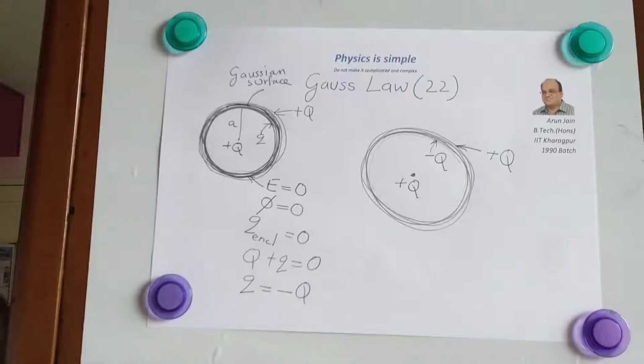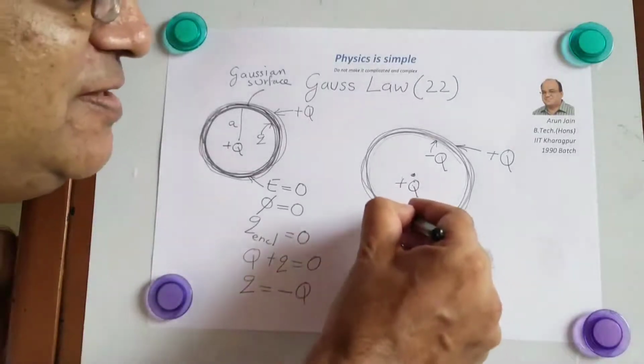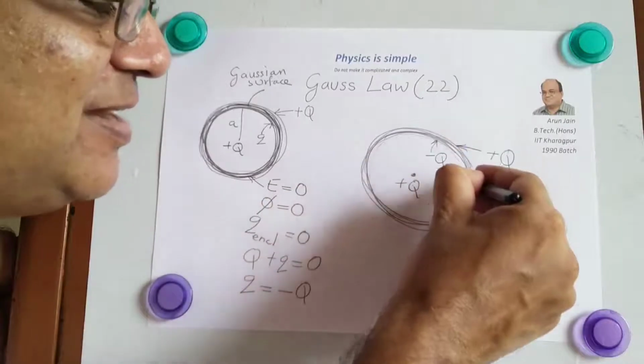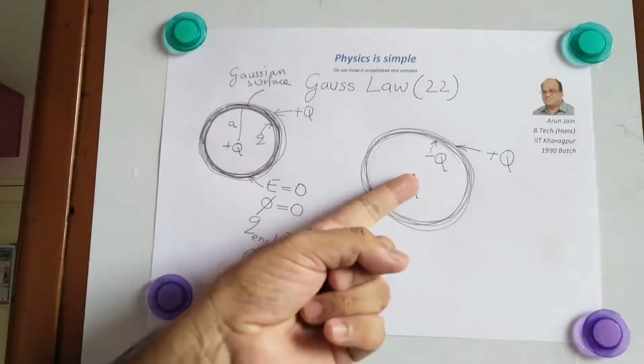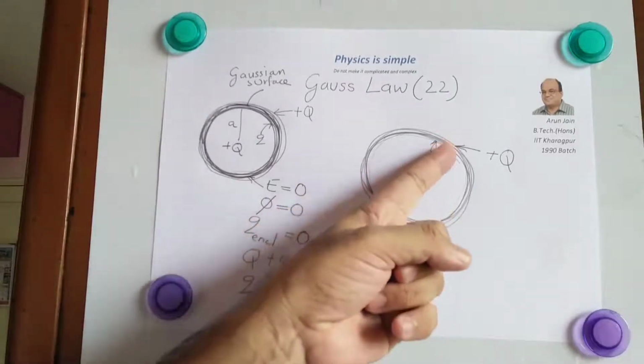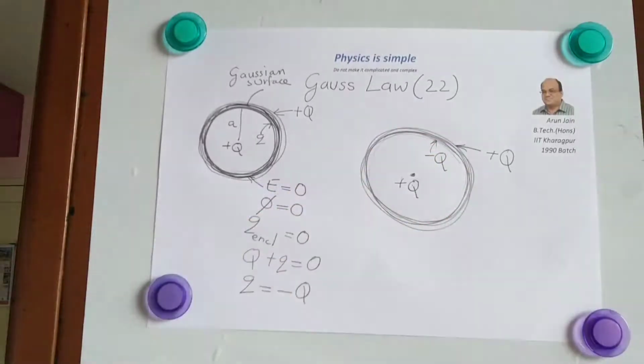The reason for that, as we have understood, is that if you draw a Gaussian surface inside this metal, everywhere electric field is 0. If electric field is 0, electric flux is 0. If electric flux is 0, charge enclosed will be 0. Plus Q is anyway there, so minus Q has to come in here so that inside this the net charge is 0.